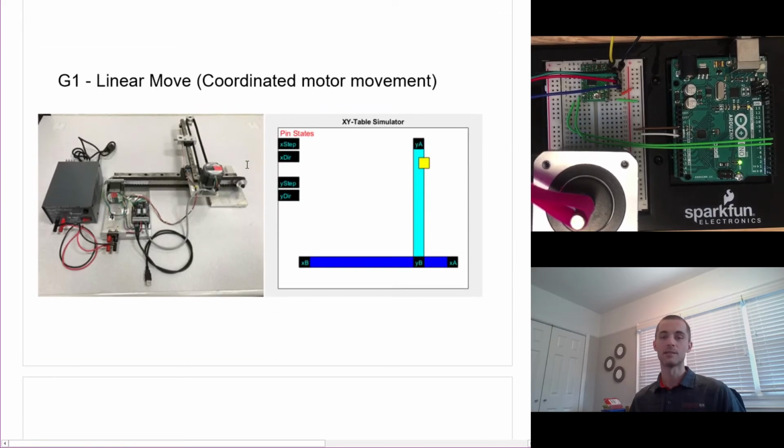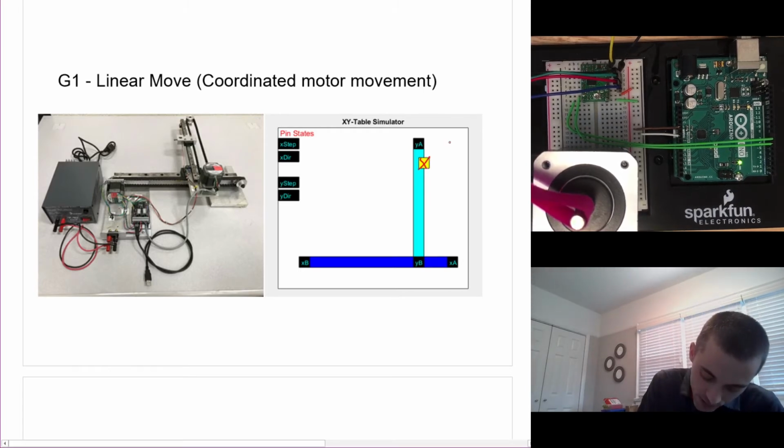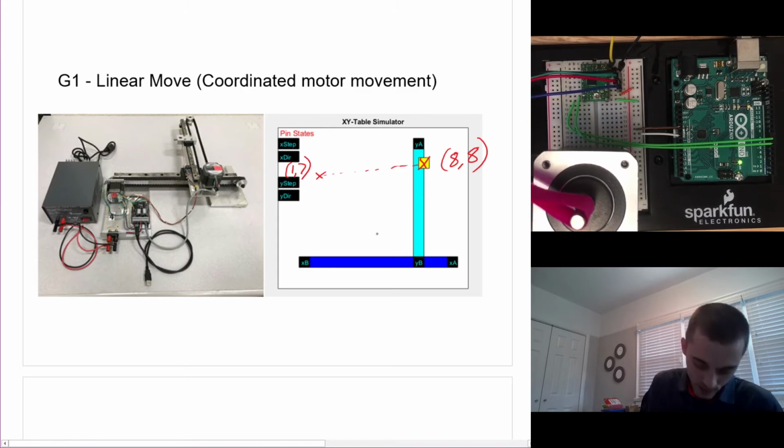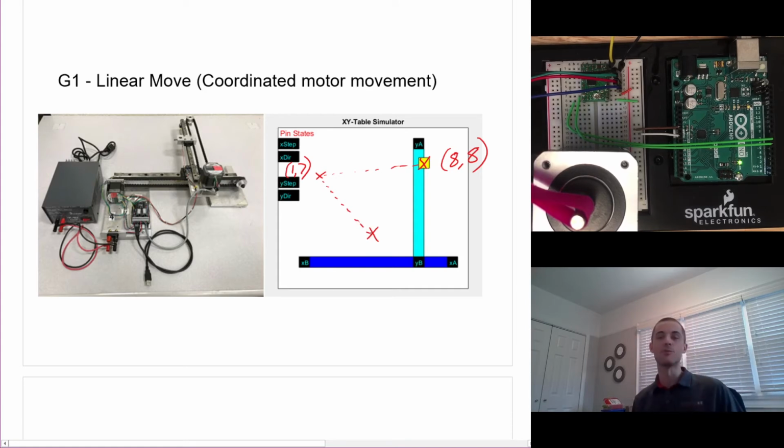The last one is a linear move. And so you're trying to coordinate movement of all the motors together so that you can move from, again, let's use that 8, 8 and 1, 7. You're going to move in a straight line. Or if we wanted to do something further down here, we would have a straight line movement to get there. And so you have to coordinate the movement of the motors to make sure that they're stepping at the right rate or at the right times and the right number of times.